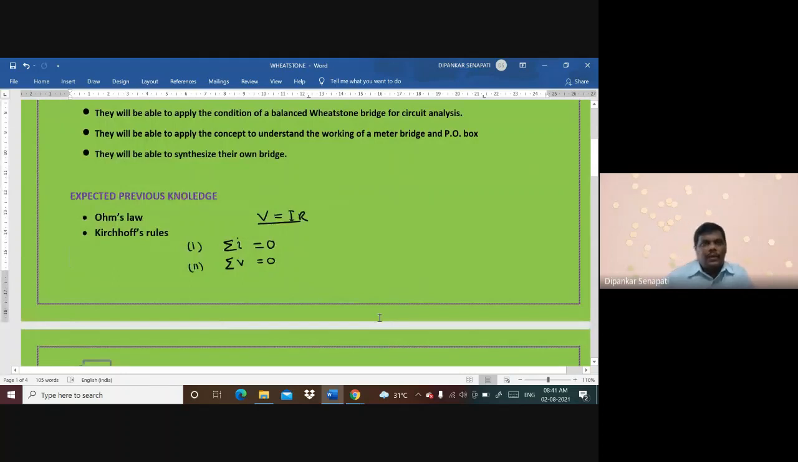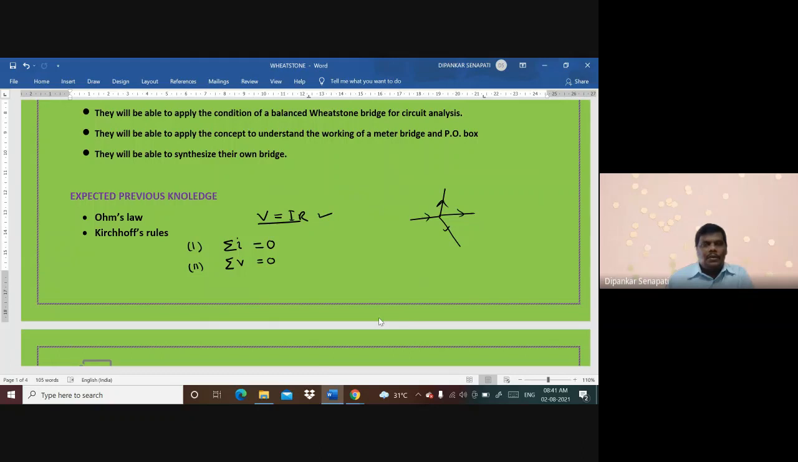Students, we have already discussed Ohm's law, that is V equals IR, the mathematical form, and Kirchhoff's rule: the sum of current at any junction of conductors, you know, the sum of current meeting at a point will be equal to zero.